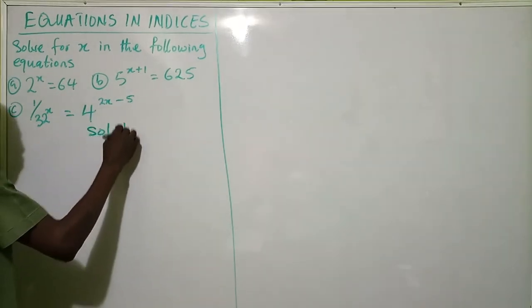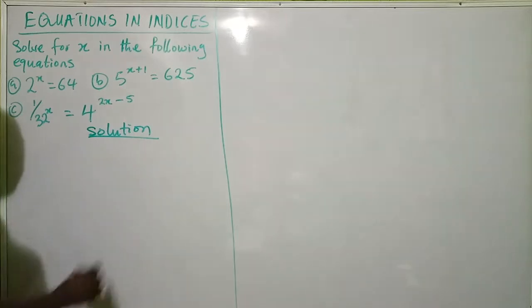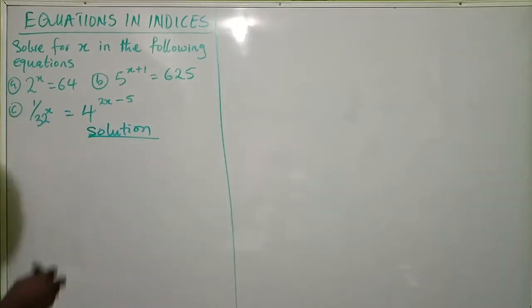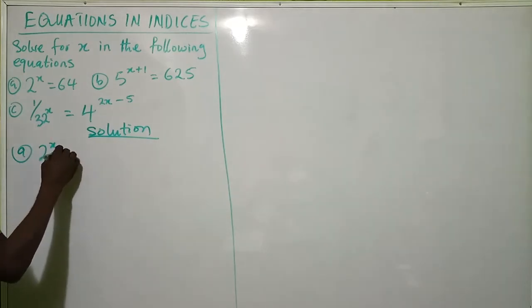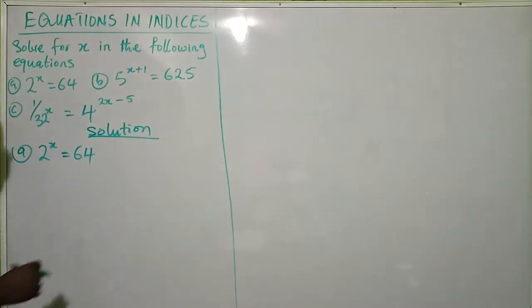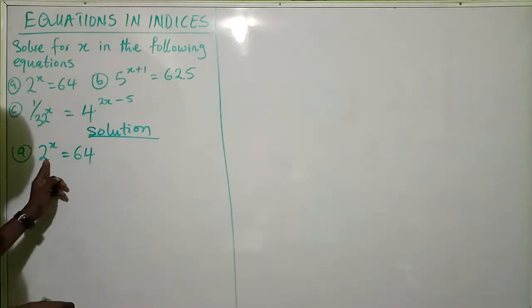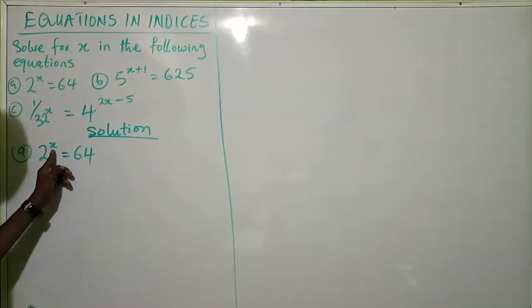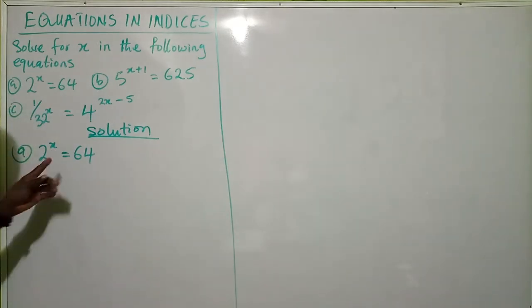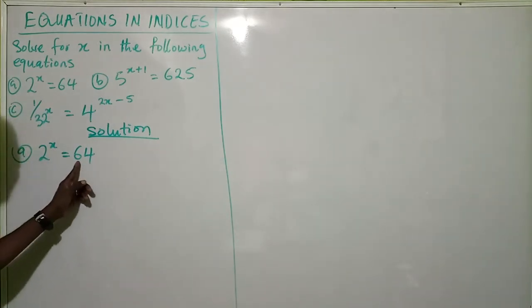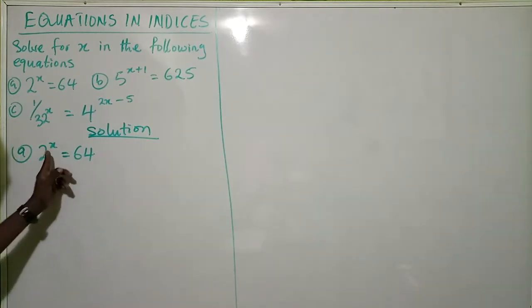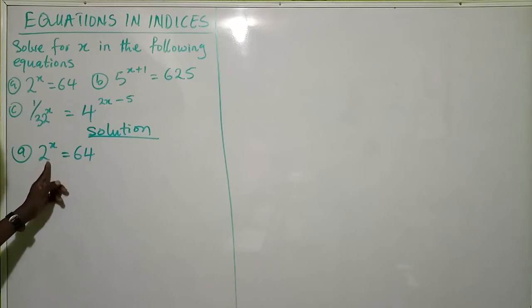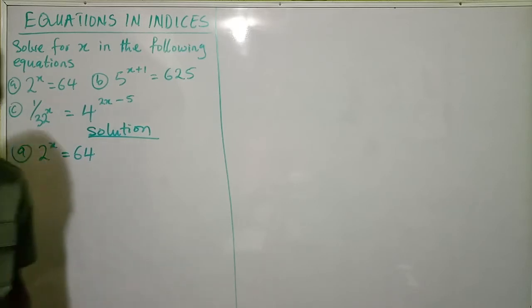So what do we do first? We write solution. So we'll take the first one now, A. This is 2 raised to the power of x is equal to 64. We need to find out a number. See, 2 is already raised to the power of x. So I will ask myself, what will I raise 2 to the power of so that I will also get 64? Once I'm able to get that, I can now equate the 2 bases and then get my answer.